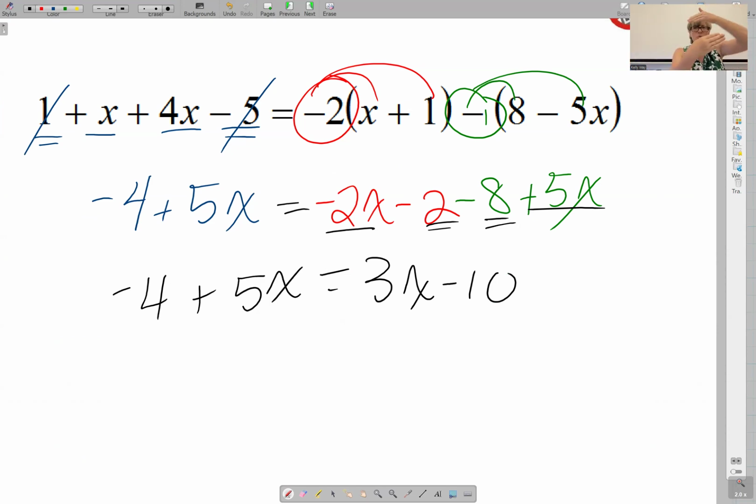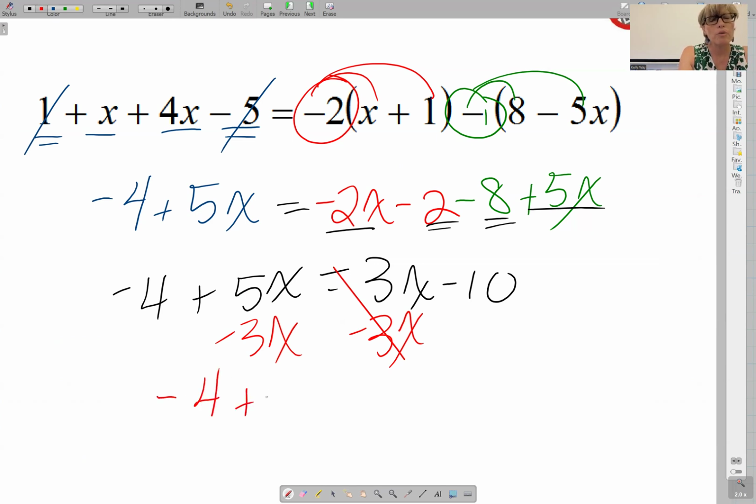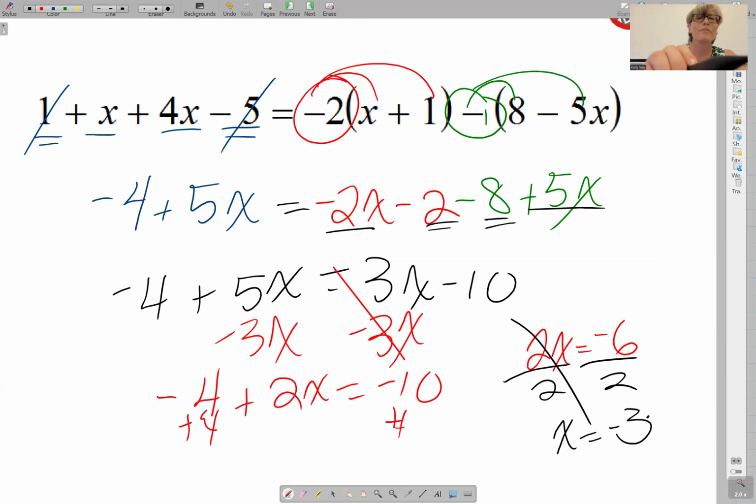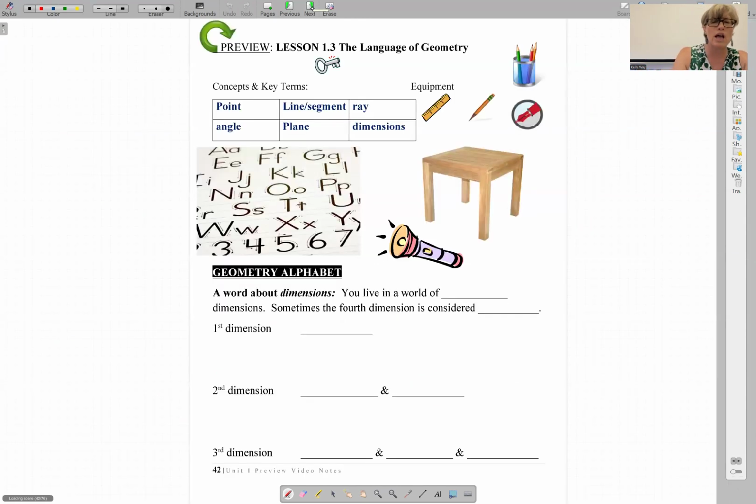You want to get your x's to one side, your variables to the other. So I have -4 plus 2x equals -10. Add 4 both sides. I have 2x equals -6. X equals -3. All right, slow it back down in real time.